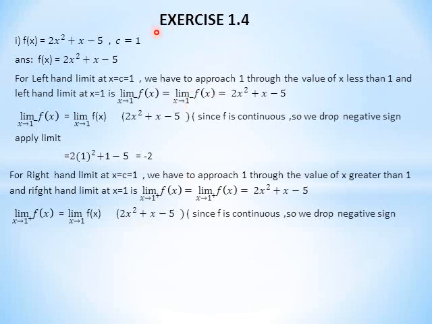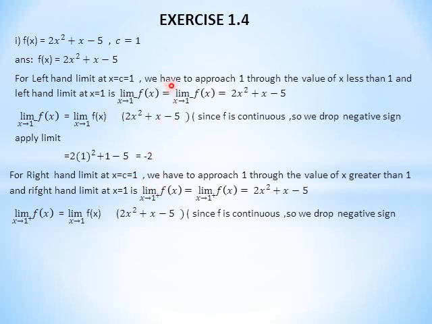Okay, now exercise 1.4, question number 1. f of x is equal to 2x square plus x minus 5 and c is 1. So first of all the function is given and the value of c is given as well. For the left hand limit at x is equal to c is equal to 1, we have to approach 1. How? Because 1 square is 1, 2 times 1 is 2, plus 1 is 3, 3 minus 5 is minus 2.